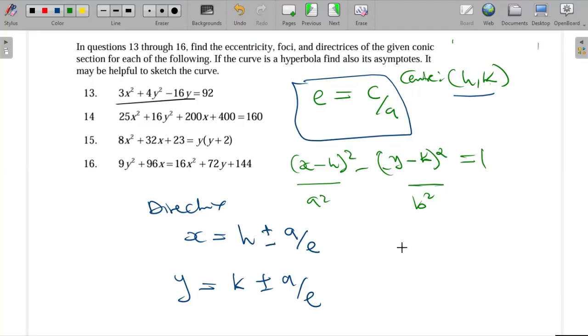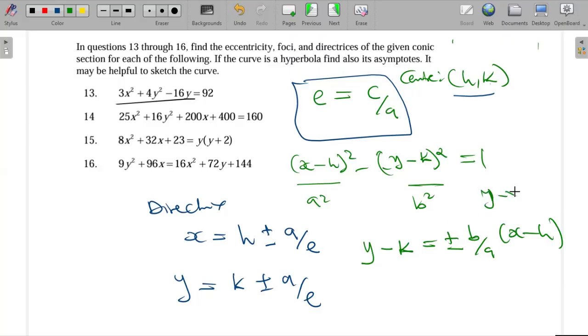If we have a hyperbola, that just means that, depending on where this hyperbola is sitting, if it's in the x, then this will be y minus k equals plus or minus b over a times (x minus h). So this is what you call it if it's in the x-axis.